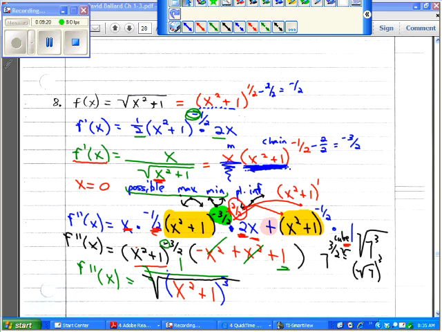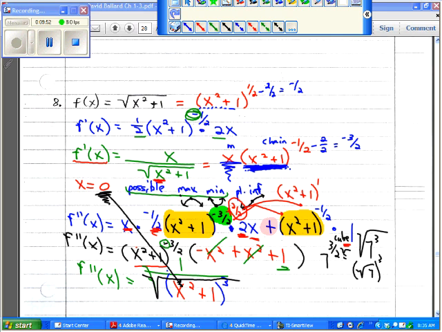Now, remember what we were trying to do. We were trying to take a look at this critical number. We want to plug it into the second derivative to check for concavity. If it's concave up at that point, then that's a relative minimum. If it's concave down at that point, it's a relative maximum. And the way we check for concavity is to see if it's positive or negative in the second derivative.